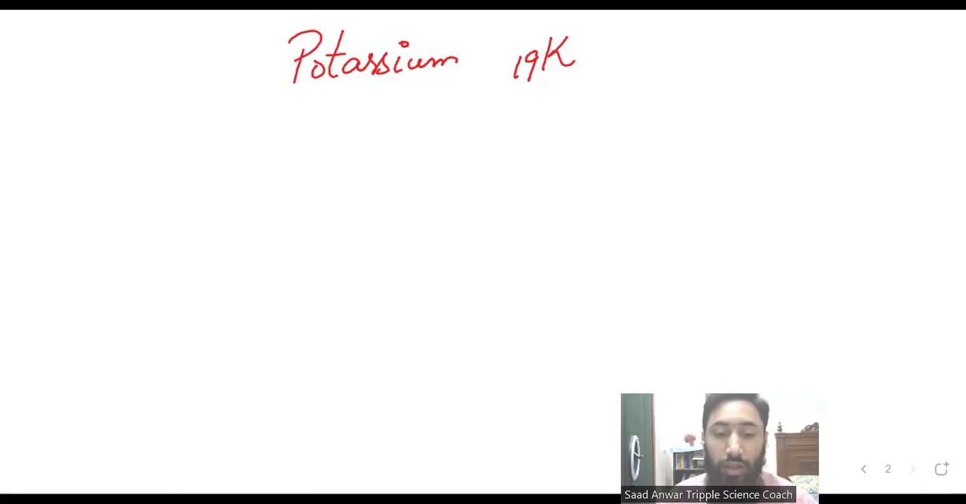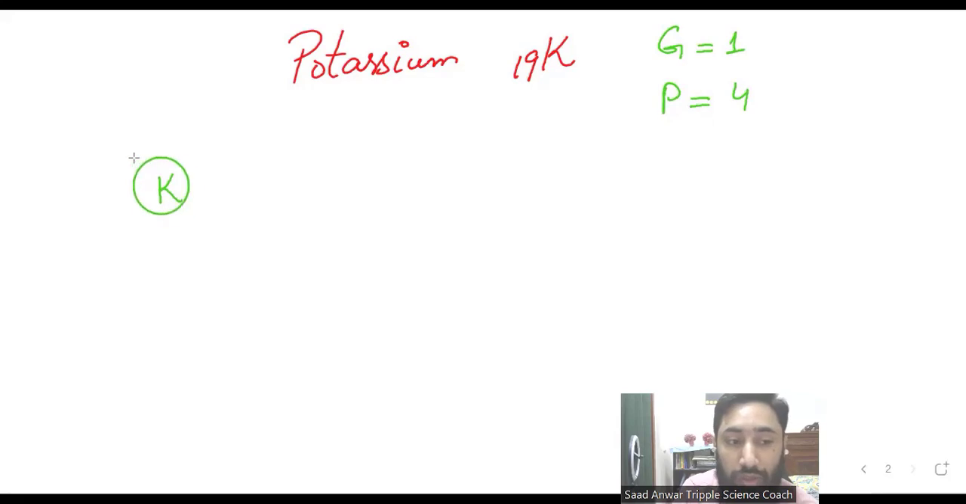Yeah, very good. So the group number of potassium is 1, and the period number of potassium is 4. Excellent. So it means for potassium, I need to draw how many shells? 4 shells, because period number is equal to number of shells.